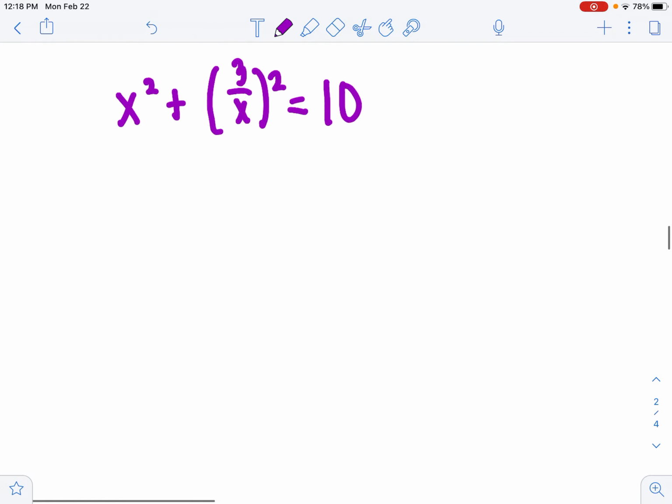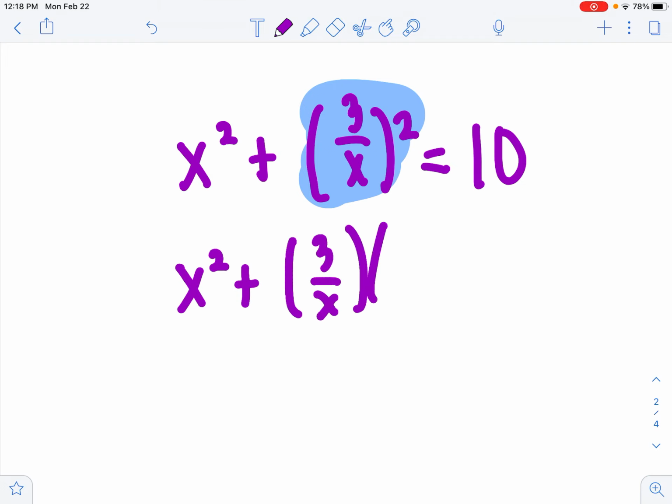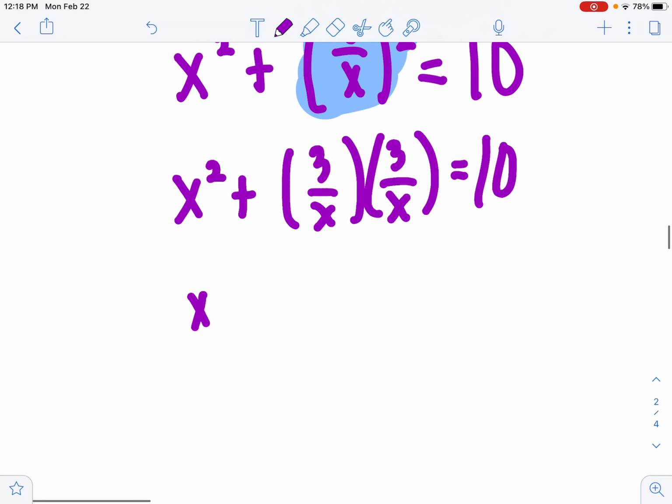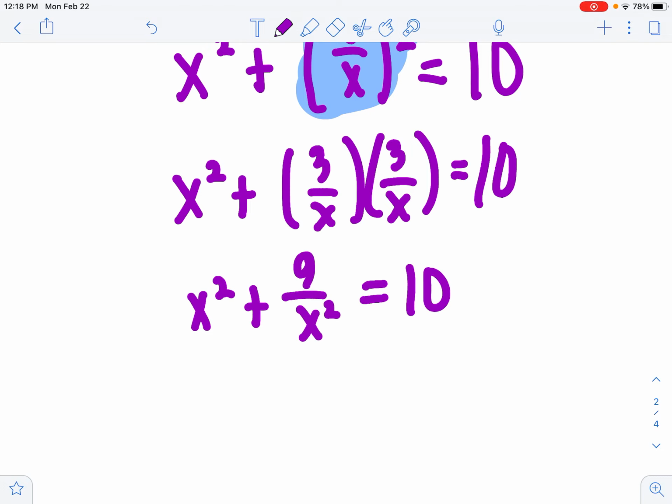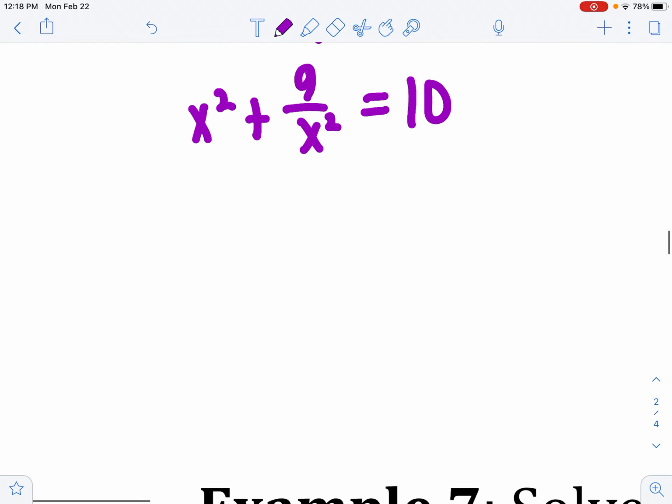So I have x squared plus (3 over x) squared equals 10. All right, so now I need to solve this. First thing I need to do is either write this out twice or square my fraction, which means square the numerator, square the denominator. Doesn't matter which one you do. If you have x squared plus 3 over x times 3 over x, you can do that. Or you can just say that's x squared plus 9 over x squared equals 10. You could have said square the 3, square the x.